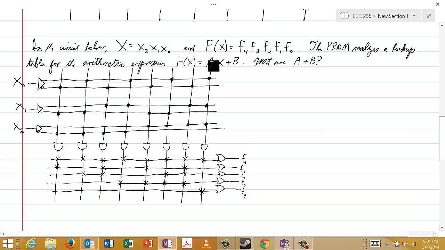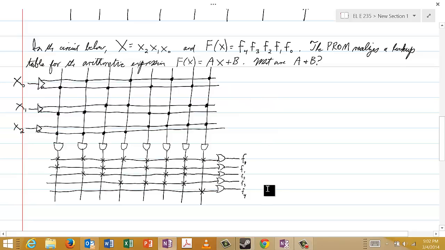Now in this case, since we have 3 input lines for this PROM and we're interpreting x as being the binary number with the bits x2, x1, and x0, we see that the only possible values of x that we can check here are 0 through 7, because those are the only numbers that we can express as 3-bit binary numbers. So this table, you know, this is just an example. It's not very practical because it only allows us to look up the value of this arithmetic expression for 8 different values of x. But still, it does give us an idea of how a PROM might be used.